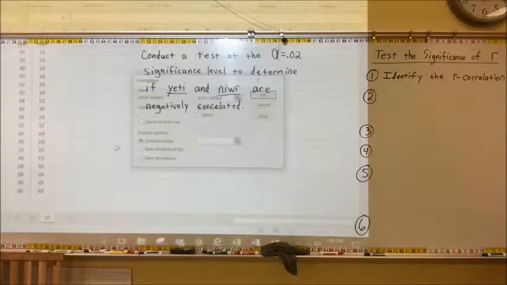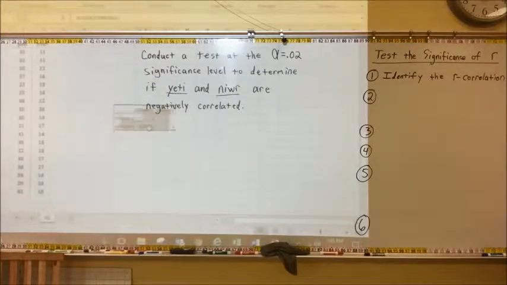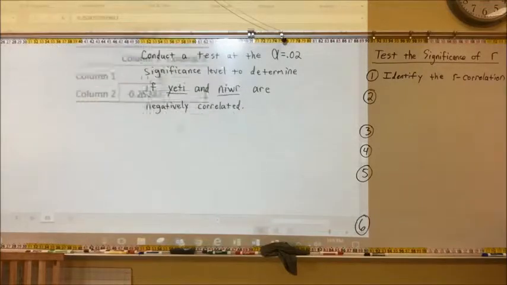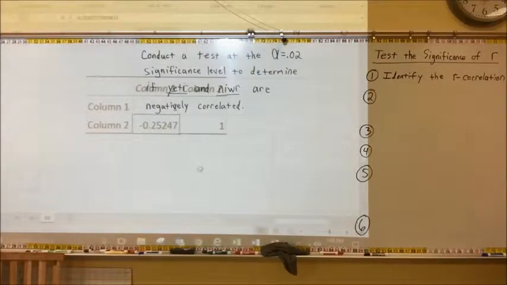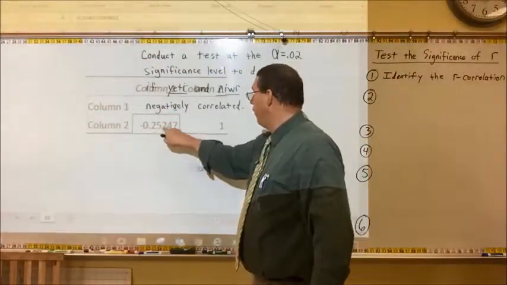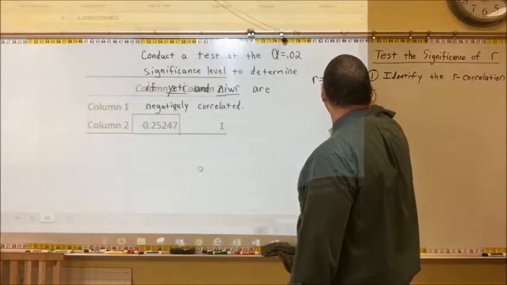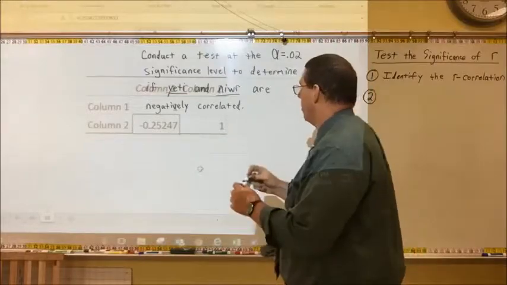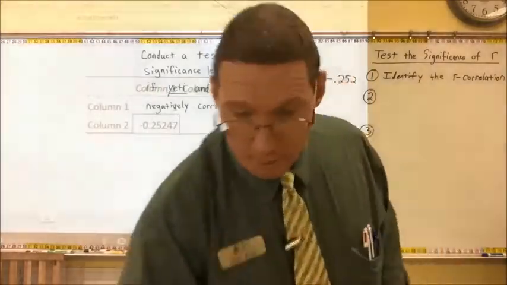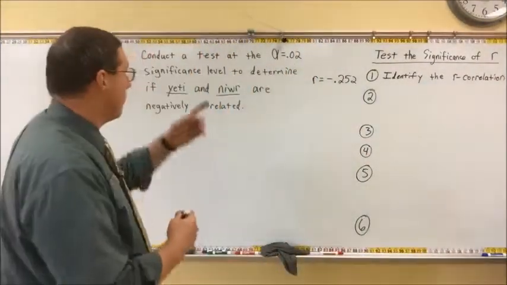The output range, let's say right here. Press enter, and there it is. Here's our correlation. I'm going to zoom in on that, and you can see that the correlation is negative 0.252. So r equals negative 0.252. All right, that's all we need from the computer, so I'm going to turn off the projector, and now we can do the rest of this problem, now that we have the correlation.